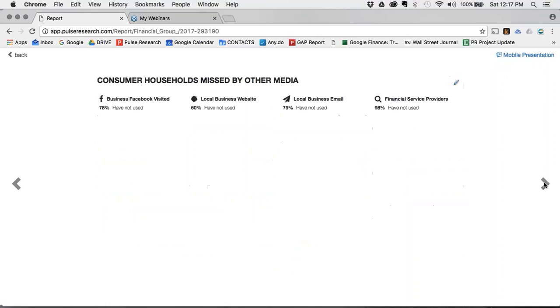So you click on your tablet here, and now you've got the ability to show them what they're missing. Look at this. 78% of your audience have not visited a business Facebook page. That means if they put their financial targeting on their Facebook page, in other words, a specific category like manage retirement accounts, they are going to miss 78% of your audience. Look at this. Well, I've got my own website. They miss 60%. Well, I use email. They miss 79%.